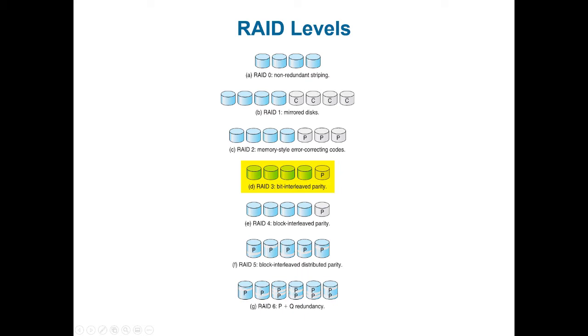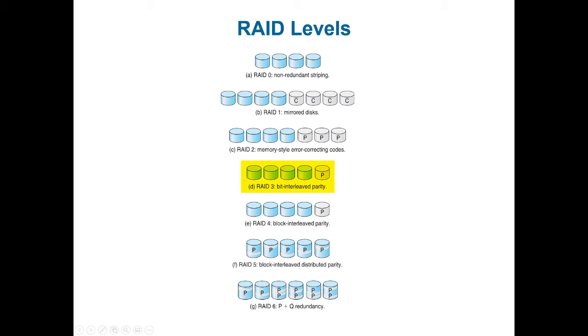RAID level 3. This level is similar to level 2, except that it takes advantage of the fact that each disk is still doing its own error detection, so that when an error occurs, there is no question about which disk in the array has the bad data. As a result, a single parity bit is all that is needed to recover the lost data from an array of disks. Level 3 also includes striping, which improves performance.